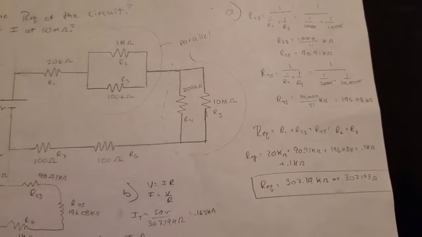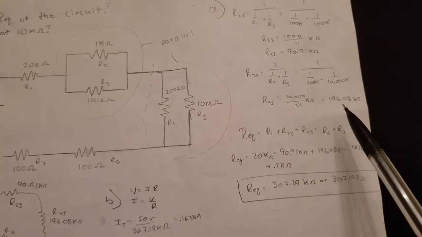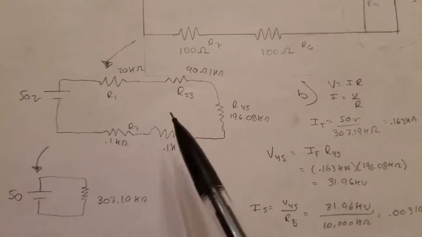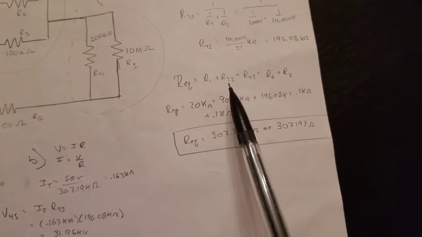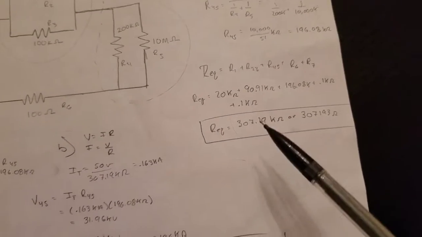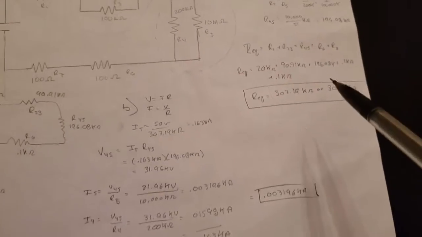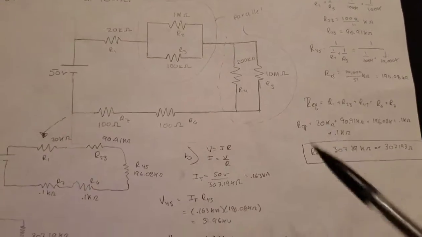Next, we do pretty much the same exact thing to this parallel circuit, and then we get our resistance right there to be that. Next, we simplify this down into a series circuit, shown right there. And quite simply, when you are trying to find the total resistance of a series circuit, you add each and every resistance to get your total resistance. And we got 307.19 kiloohms. And that's how we find our total resistance.